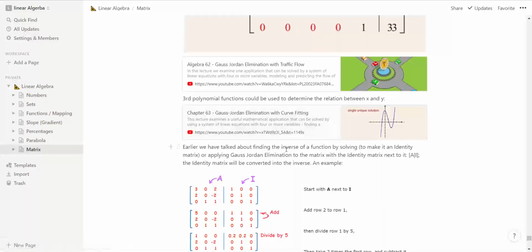Earlier we talked about finding the inverse of a matrix by applying Gaussian elimination to make it an identity matrix, with the identity matrix placed next to it. Any matrix will be converted into its inverse. An example.